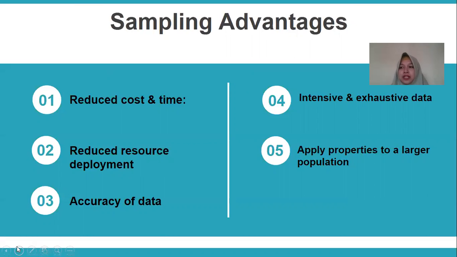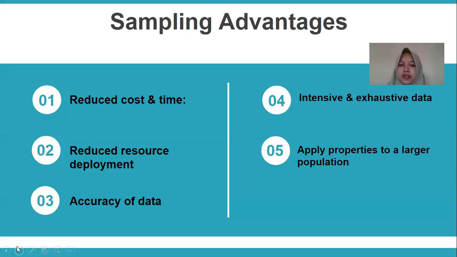The second point is reduced resource deployment. It is obvious that if the number of people involved in a research study is much lower due to the sample, the resources required are much less. The workforce needed to research the sample is much less than the workforce needed to study the whole population.